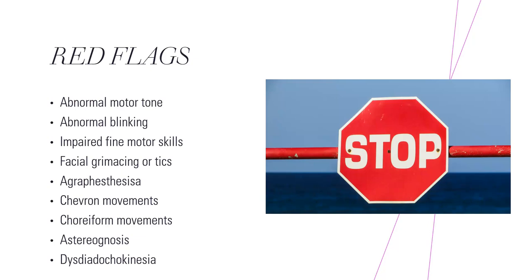Astereognosis, that's an inability to discriminate between objects based on touch alone, and that could be associated with a brain lesion. Dysdiadochokinesia, that's the inability to perform rapidly alternating hand movements, and that can also be associated with posterior cerebellum lesions.